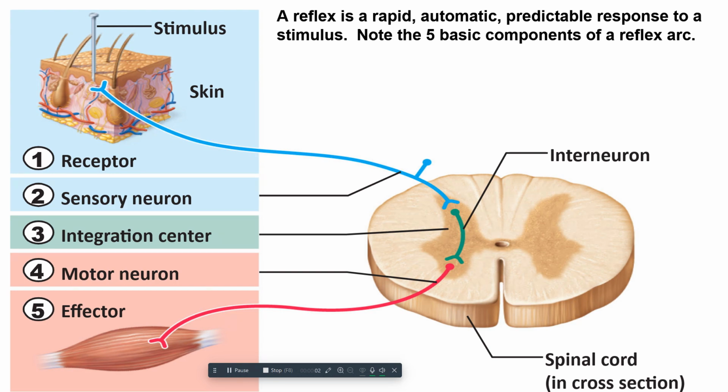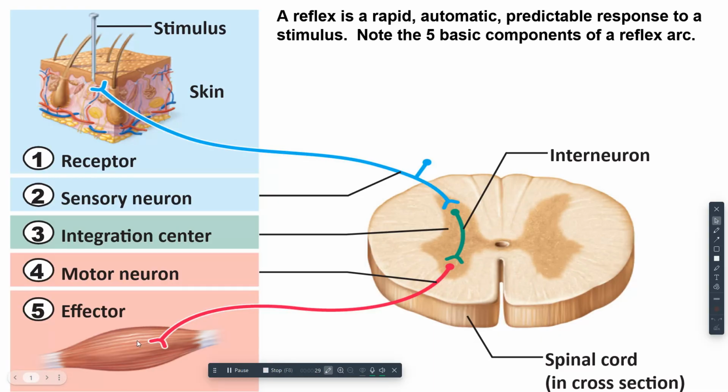Hey folks, today we're doing a video on the Reflex Lab. So a reflex, by definition, is a rapid, automatic, predictable response to a stimulus. So in this case, a stimulus might be a pin poking your skin. Then the response would be muscle contraction to jerk away from that painful stimulus.